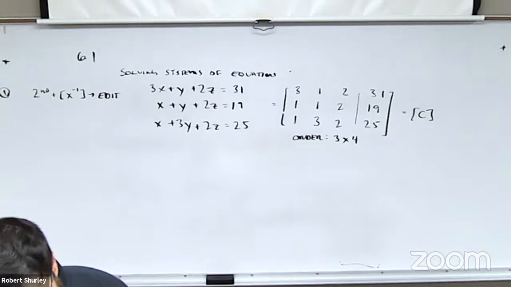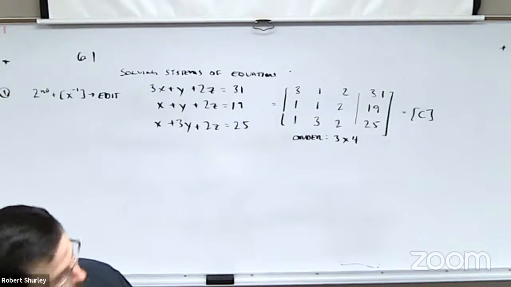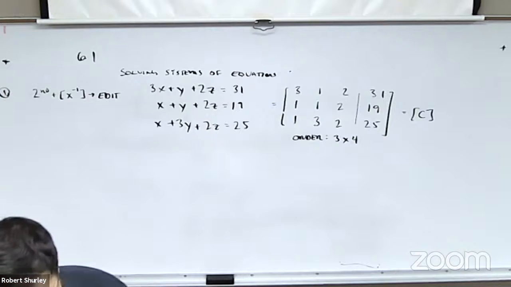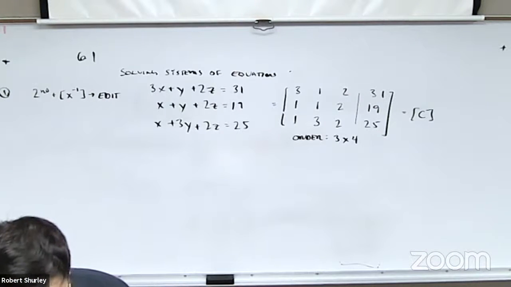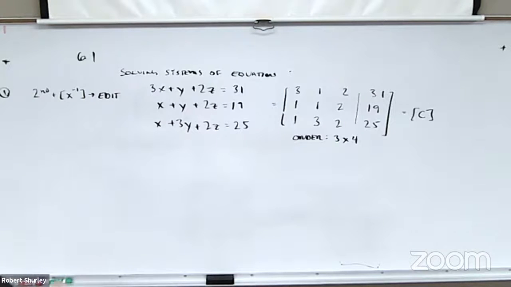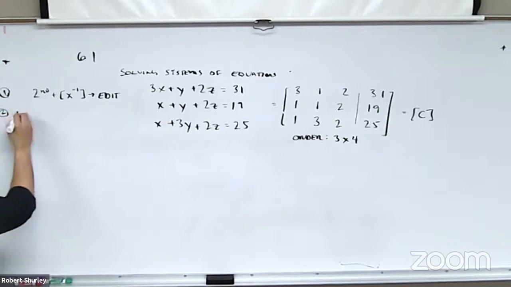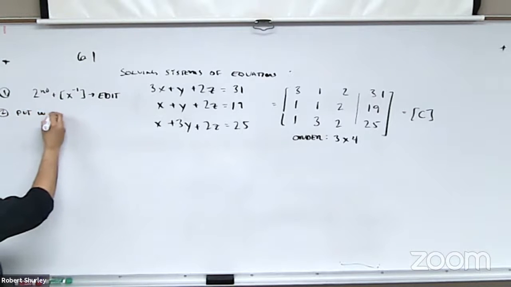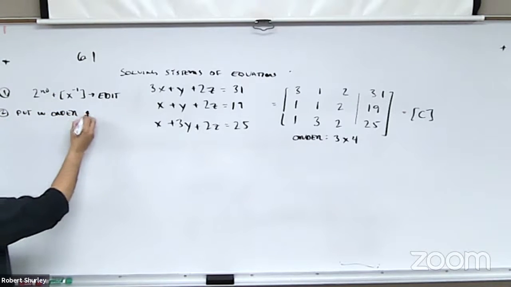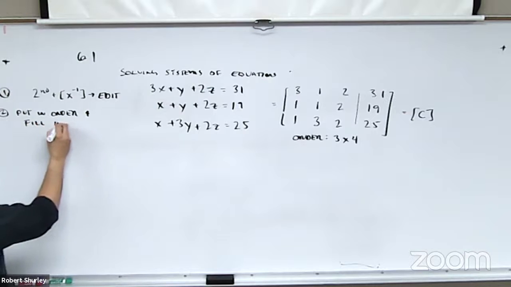2, 19. The bottom row is 1, 3, 2, 25. And now we've got our matrix. So I'm going to say step 2, put in the order and fill in matrix.